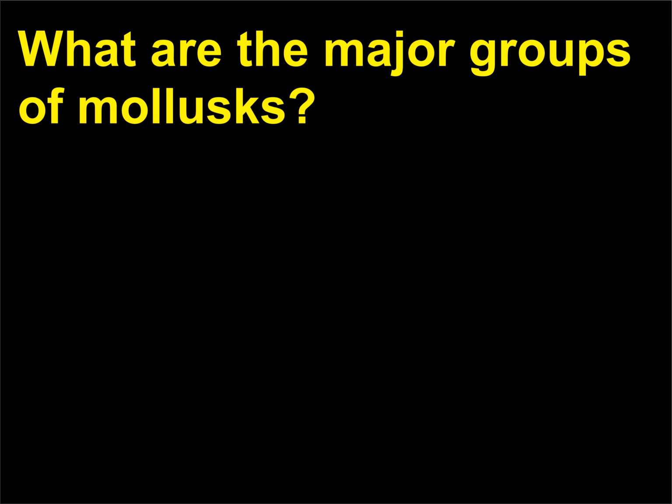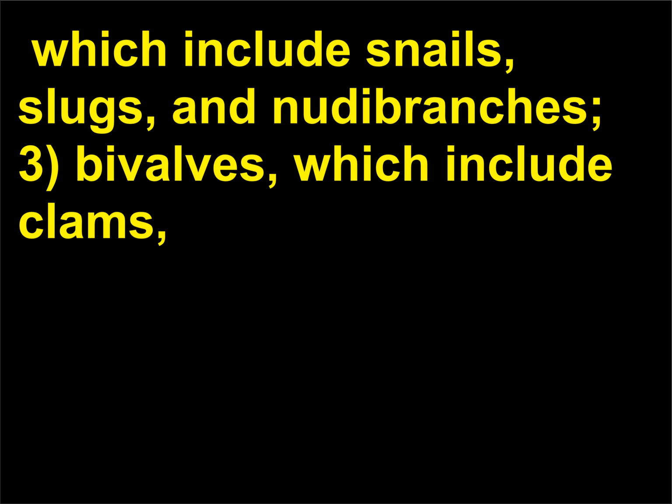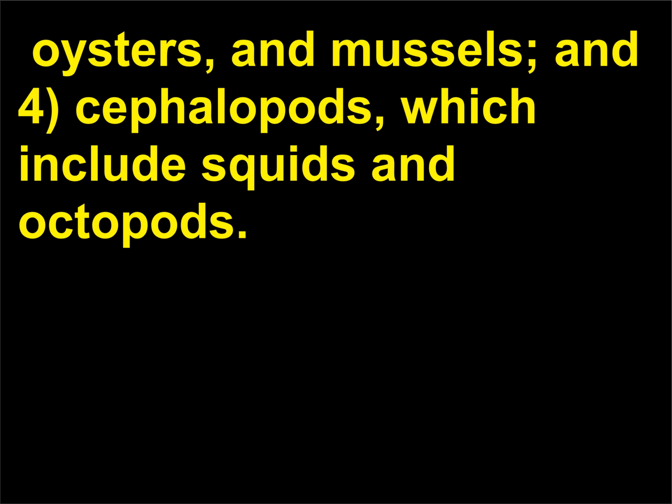What are the major groups of mollusks? There are four major groups of mollusks: 1. Chitons, 2. Gastropods, which include snails, slugs, and nudibranchs; 3. Bivalves, which include clams, oysters, and mussels; and 4. Cephalopods, which include squids and octopods.